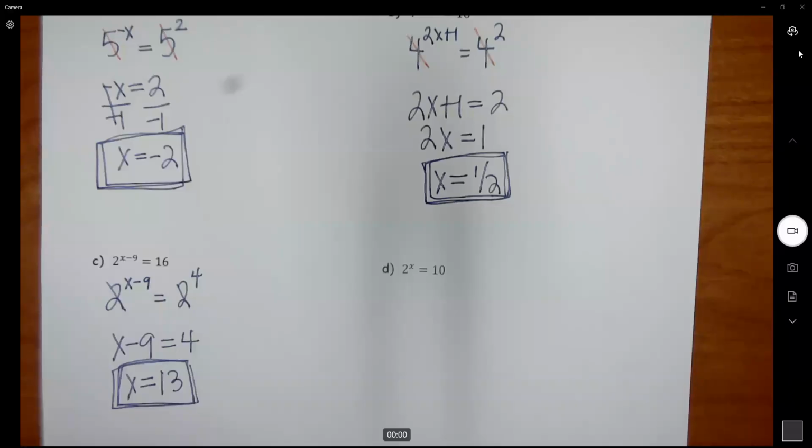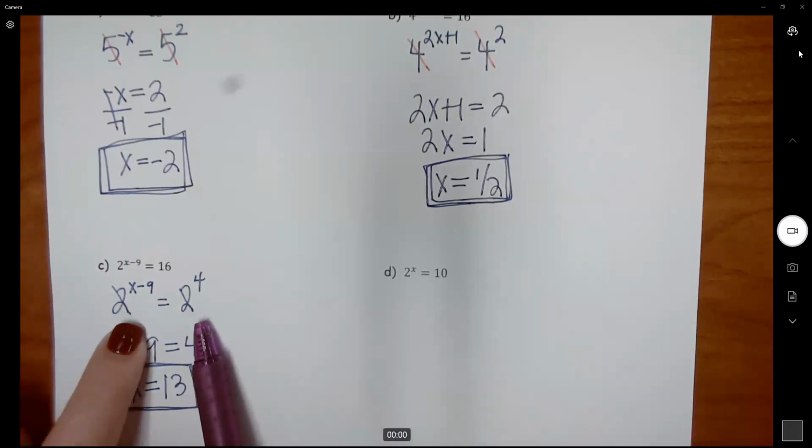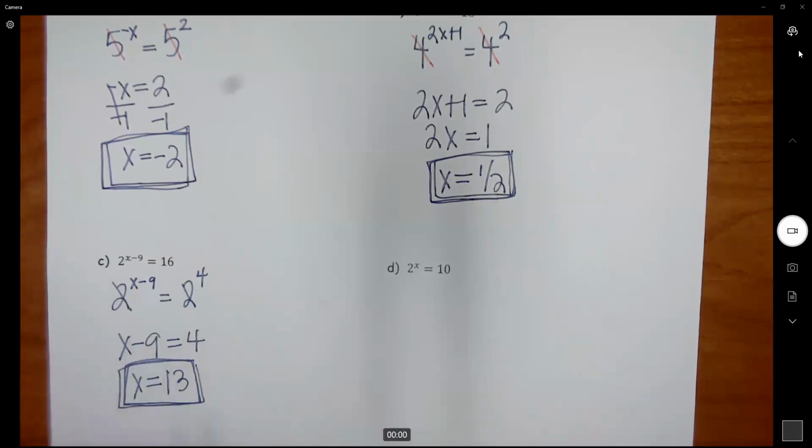All right, so I kind of set you up at the end of last video to explain what we're doing. But up until this point, we're able to get our bases to be equivalent. We can cancel them out and just set the exponents equal to each other. When we go to D, we can't do that because when I have 2 to the x power, I can't rewrite 10 as a base of 2, right? 2 squared is 4, 3 squared is 9, 4 squared 16. So we go over and around that 10.